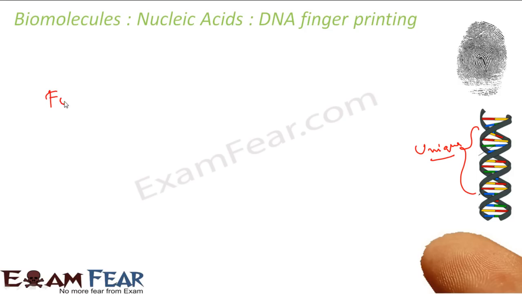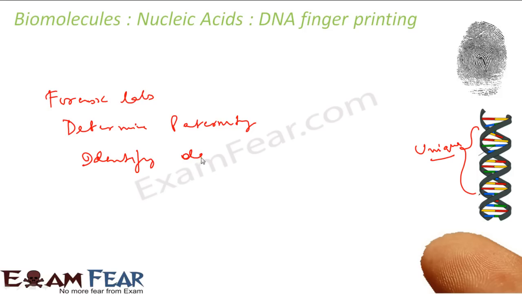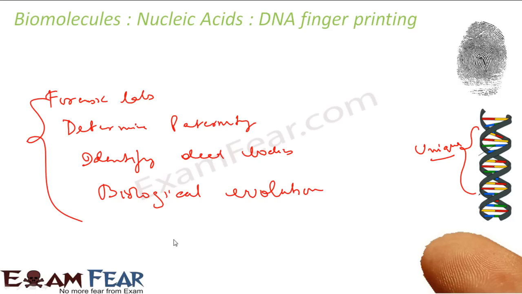So it is used in forensic labs. It is used to determine paternity. It is used to identify dead bodies, and it is also used to understand biological evolution. These are the advantages of DNA fingerprinting.